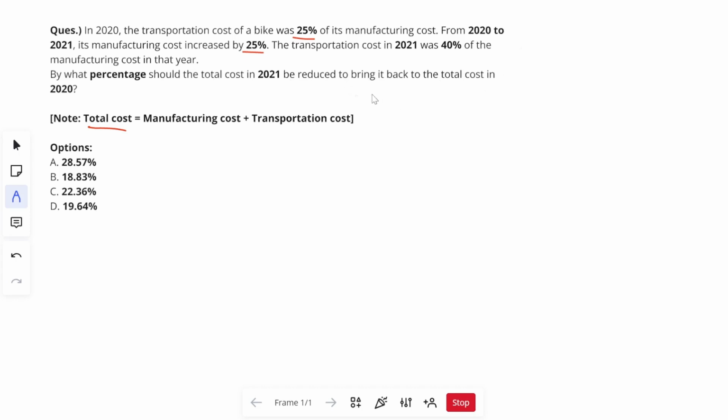So what we can say is reduction. This can be called reduction, right? Because we are reducing things. So how can we do the reduction? Reduction can be done by taking the total cost in 2021 minus the total cost in 2020. If we do that, we get the reduction. Now in order to get the total cost in 2021 and 2020, we need to find some things. So let's start with the total cost in 2020.